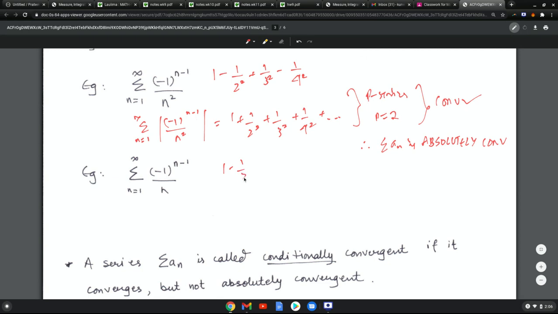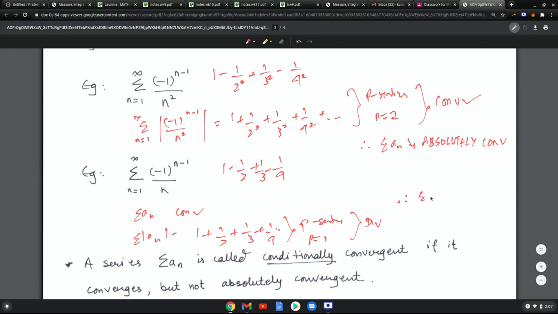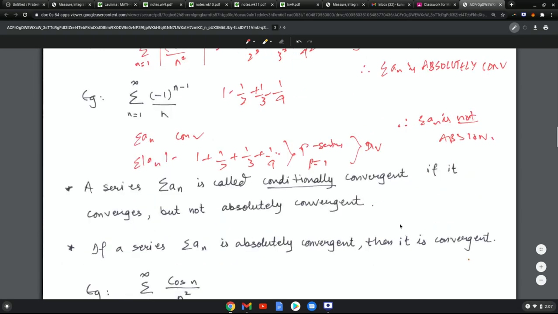This is the alternating harmonic series that we just saw in the previous video. We know that this converges, but if you look at the absolute value, then that's a P series with P equals 1, which is divergent. Therefore, this series is not absolutely convergent. We have a word for it. It's called conditionally convergent, meaning that it's only convergent if you don't take its absolute values.